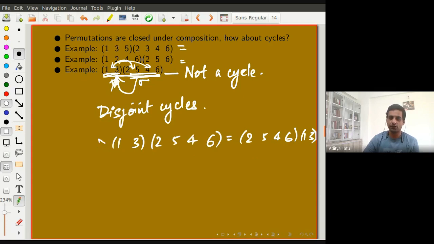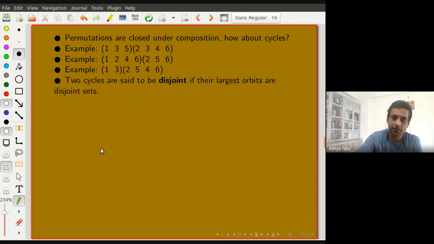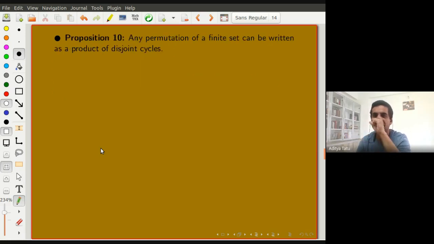So we are in fact going to prove this. Just to give you the definition, two cycles are said to be disjoint if their largest orbits are disjoint sets. I hope the definition is clear. So let's first look at the proof of this proposition. Disjoint cycles are going to be important. Before I explain their importance, let us prove this result. It says that any permutation of a finite set can be written as a product of disjoint cycles.